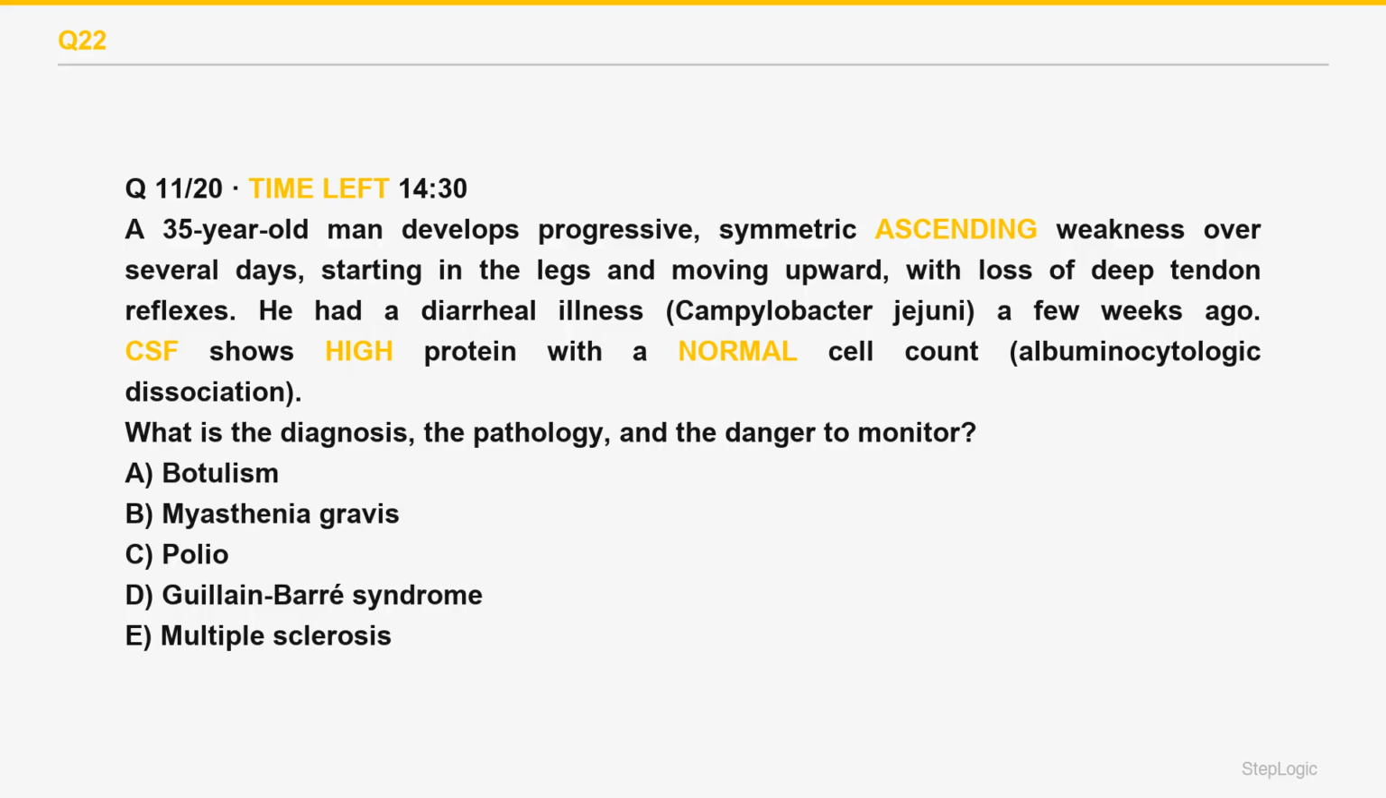What is the diagnosis, the pathology, and the danger to monitor? A 35-year-old man develops progressive, symmetric, ascending weakness over several days, starting in the legs and moving upward with loss of deep tendon reflexes. He had a diarrheal illness, Campylobacter jejuni, a few weeks ago. CSF shows high protein with a normal cell count, albuminocytologic dissociation.